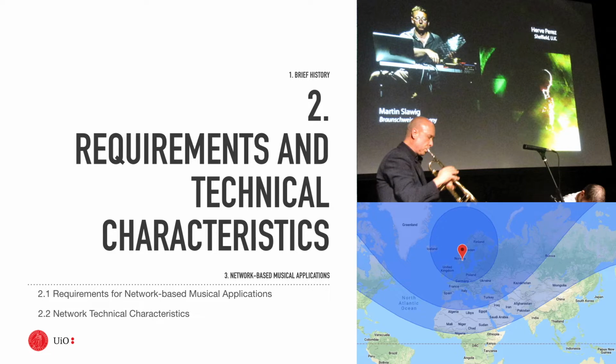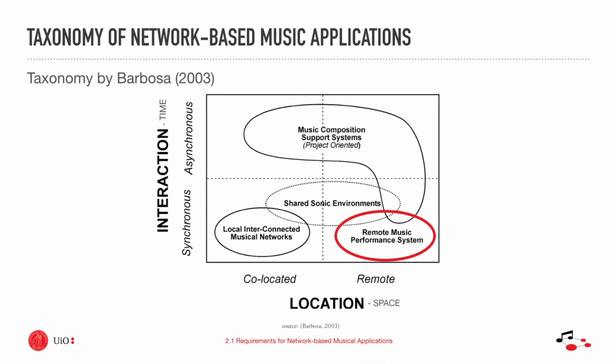In this second segment, I will discuss the requirements for playing music together and how this translates into requirements and characteristics of the network. When it comes to network-based music applications, there is a very interesting taxonomy proposed by Barbosa back in 2003. The applications are classified based on their location or space, so we can be playing music in the same place, so co-located, or in remote locations, and the interaction, which is somehow related to time.